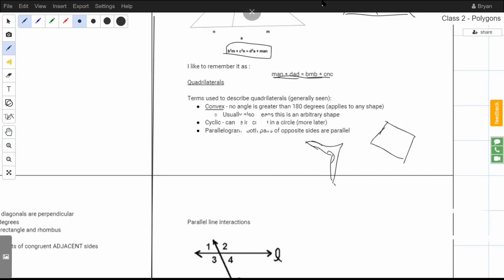Can you please stop annotating, thanks. Even if you're writing okay.